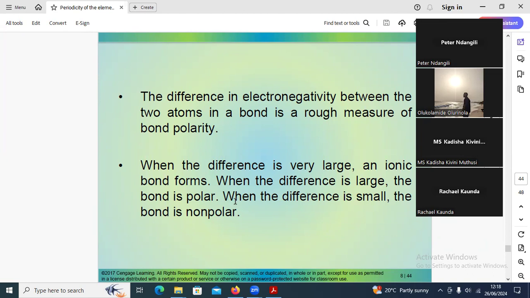And that is what I explained when I said that the difference is very large. We are going to have an ionic bond because we have a complete transfer of an electron from one species to another. When the difference is large, then we say that the bond is polar. But when the difference is small, the bond formed is going to be non-polar.